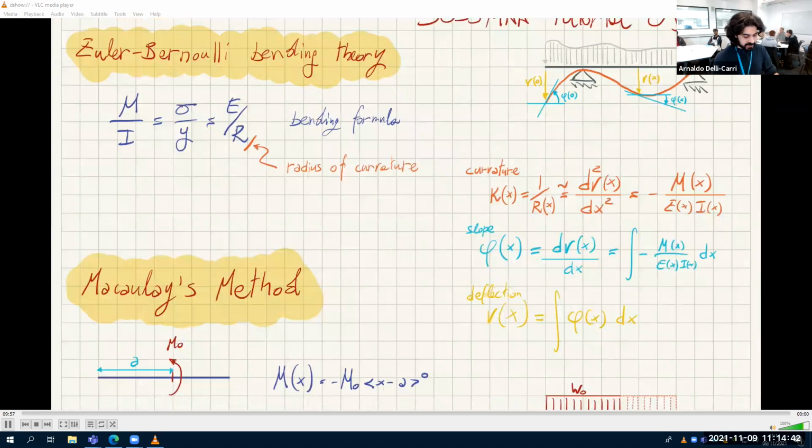Ideally, this is how you do it. You find M of x, the bending moment, you know everything else, you integrate it once, you integrate it twice, and that's it. You integrate it once to find the slope everywhere, integrate it twice to find the deflection everywhere, and then you can draw it. That's it. Why is it important to know the deflection? Any idea?